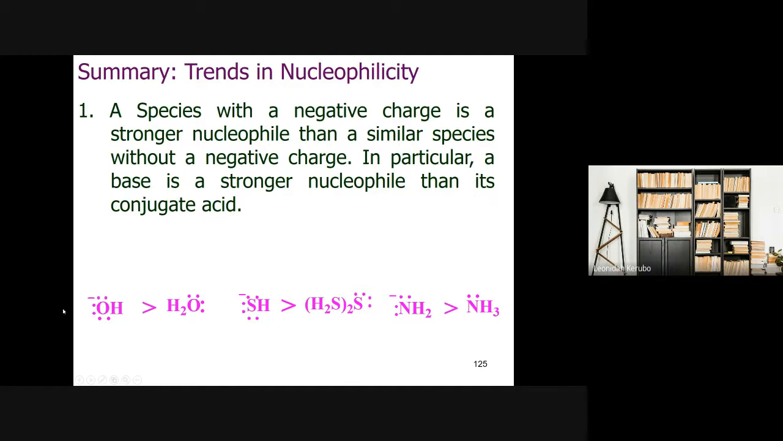So here we have bases and their conjugate acids. The hydroxyl ion is the base, and its conjugate acid in this case is water, and the hydroxyl ion is a stronger nucleophile as compared to its conjugate acid. Similarly, this is the base, this is the conjugate acid, and the base is a stronger nucleophile. And in the third example, this is a base and this is the conjugate acid, and the base is stronger as compared to the conjugate acid.